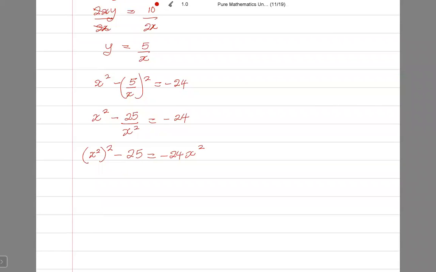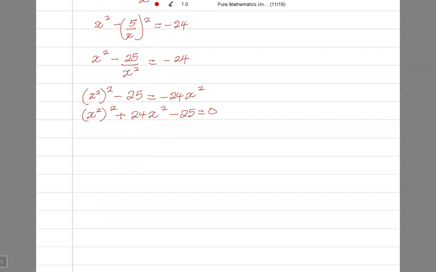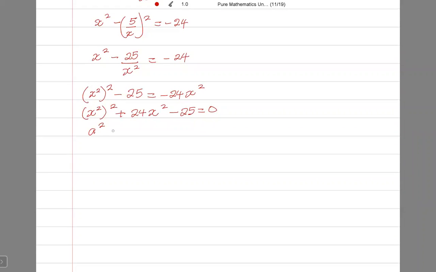Any problems with that step? No, all I did was multiply the entire equation by x squared. All right, this is quadratic, so I'm going to have x squared squared plus 24x squared minus 25 is equal to 0. I'm going to let x squared be a. So now I'm going to have a squared plus 24a minus 25 is equal to 0.